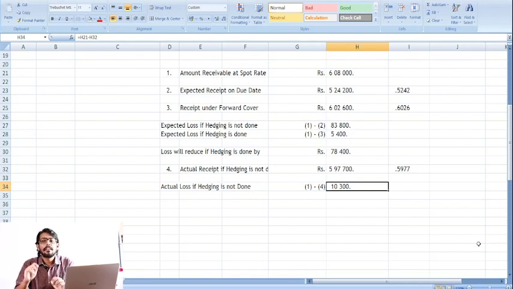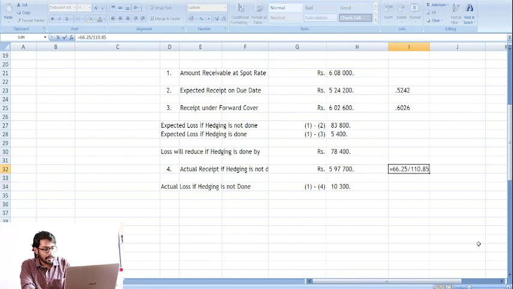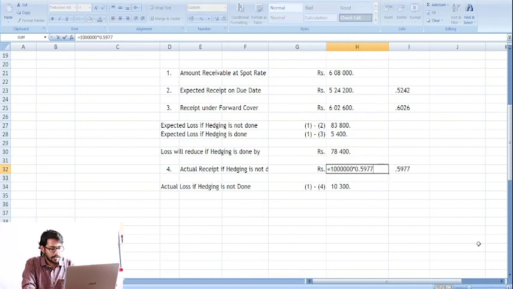Okay. Done guys? Understood how loss is computed? Now, very important point, pay attention. Suppose the loss would have been, or the amount over here would have been, let's say, into 0.6977.